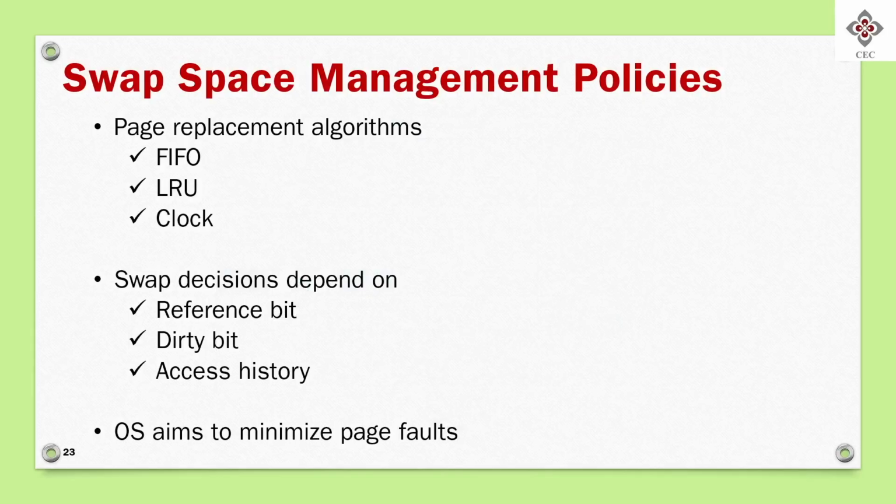So, what are the policies we do? We have a lot of page replacement algorithms for swap space management. We have first in first out, least recently used, clock, and so on. So, we have so many algorithms over there. Then the swap decisions depend on the reference bit, dirty bit and access history. So, these are the indicators which indicate when we have to perform swap. So, already we have seen some criteria, and these criteria will be indicated by these bits.